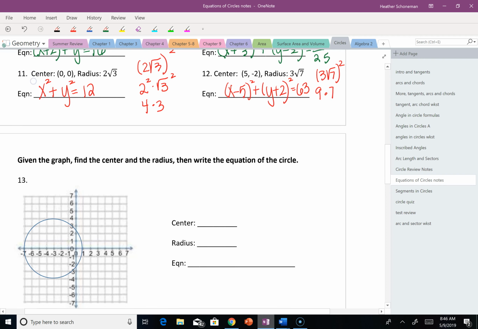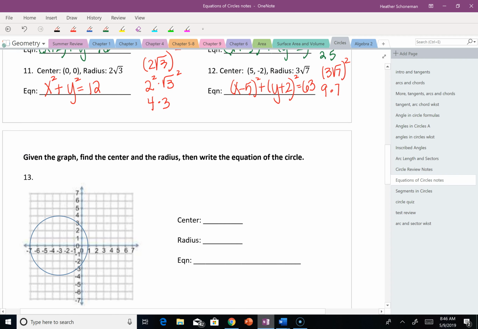All right, turn over to the next page. We need to find the center and the radius and then write the equation. To find the center, you just kind of have to eyeball it. It goes from 7 to 1, so it's got to be 4, and it goes from 4 to 4, so it's got to be right here. So there's our center.